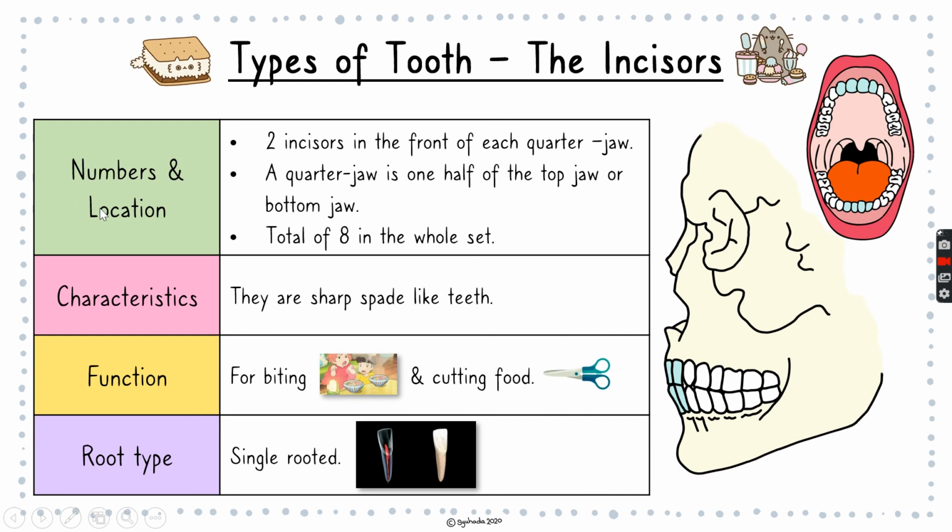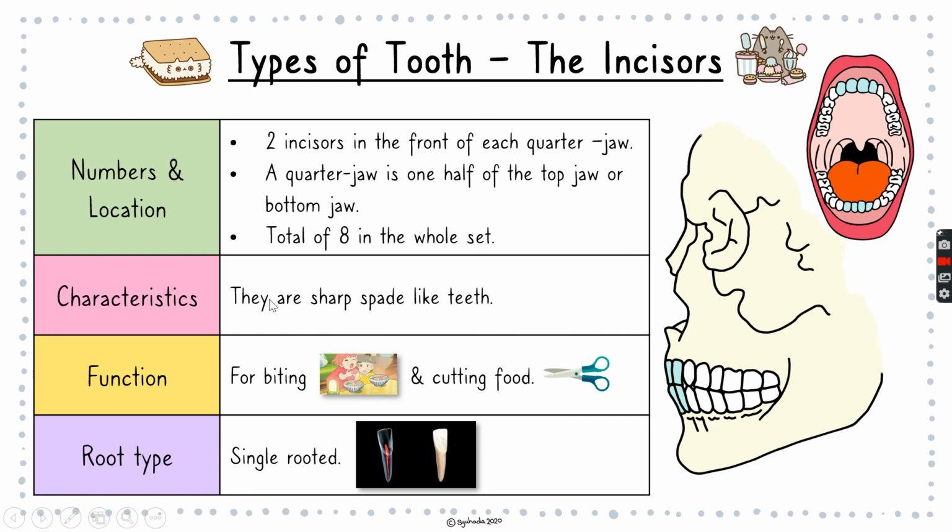So there are 2 incisors in the front of each quarter jaw. So you have 1, 2, and then 1, 2 right here too. A quarter jaw is one half of the top jaw or the bottom jaw, and you get a total of 8 in the whole set. If you look at the front view here, you have 1, 2, 3, 4, 5, 6, 7, 8. These are your incisors.